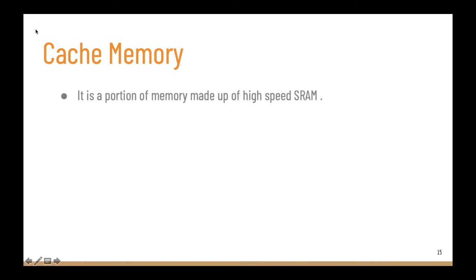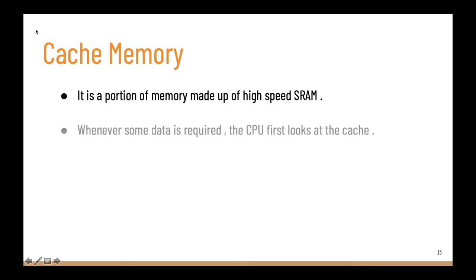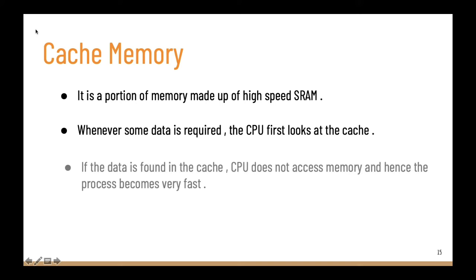Now, how does a cache memory work? Let us see in brief. It is a portion of memory made up of high-speed SRAM. Cache memory is made using high-speed SRAM, that is static RAM. Whenever some data is required, the CPU first looks at the cache. Instead of looking in the secondary memory or in the dynamic RAM, at first the CPU looks at the cache memory whenever some data is required.